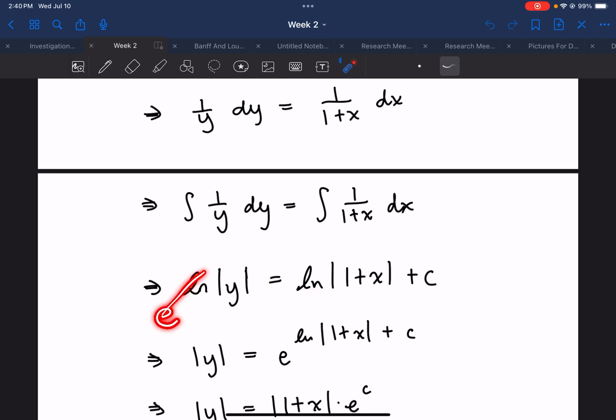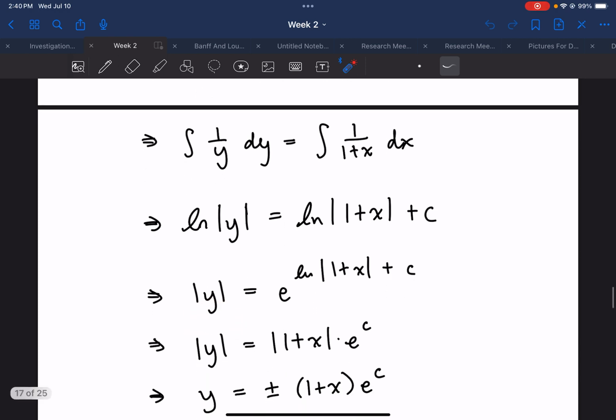On this side, the e and the natural log cancel, and we're just left with absolute value y. On the other side, we've got e to the natural log of stuff plus c. And we can do our little trick here: addition in the exponent becomes multiplication of the bases, right? So this becomes e to the natural log of stuff times e to the c. So we get absolute value y equals absolute value 1 plus x times e to the c.